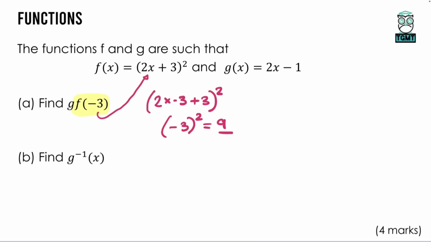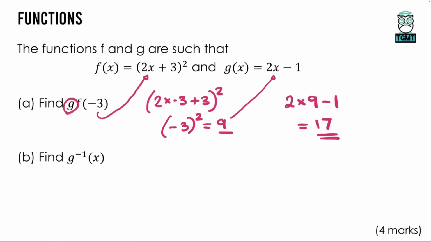We also have the fact that it was gf of -3. So now we put the answer into the g function. So this 9 now just goes where the x is in the g function, meaning we have to do 2 times 9 and then take away 1. 2 times 9 is 18, take away 1 is equal to 17. And there we go, that's our final answer there, looking at a composite function.